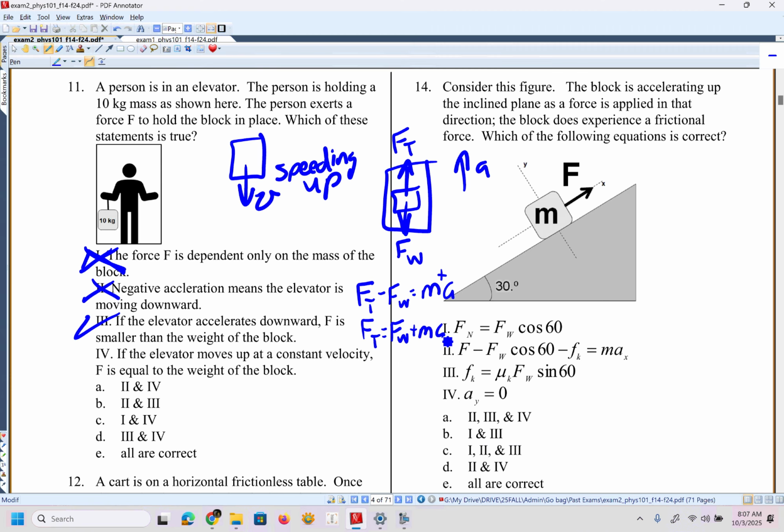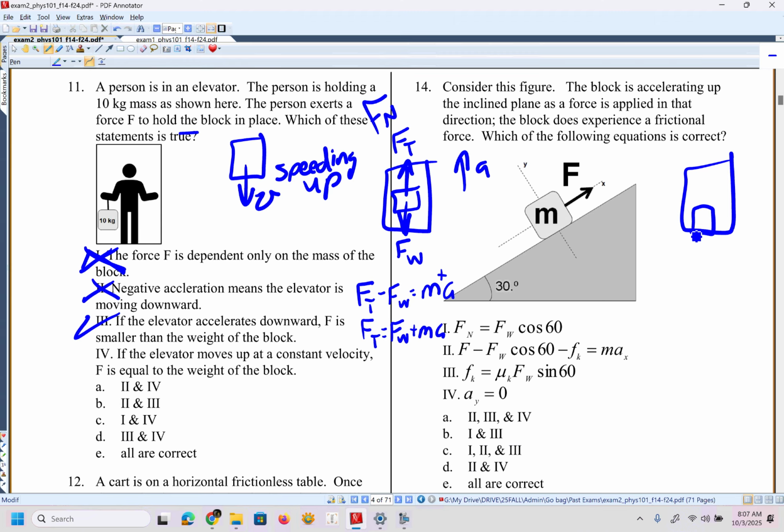Also, this could all be said the same if I replace Ft with Fn. So if instead of having it hanging by a rope, I just have an object sitting on the floor, the normal force is the same as Ft. Those questions are the same. It's just replacing Ft with Fn.